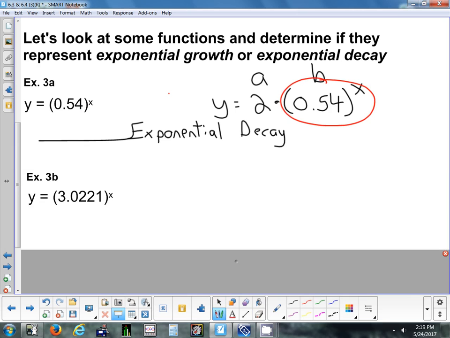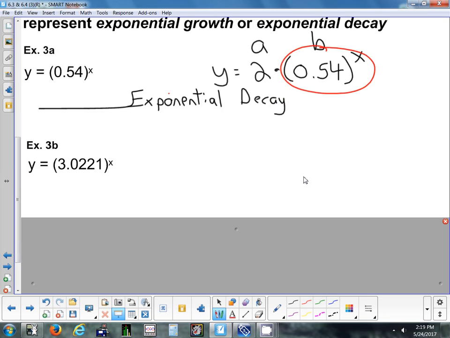3b. Now you've got y equals 3.0221 to the x. Liam, Aiden, are you writing this down? Y equals 3.0221 to the x. Is that going to be exponential growth or exponential decay? Growth, right? It's still a decimal, but there's a number greater than 1 to the left of the decimal point. So this will be exponential growth.